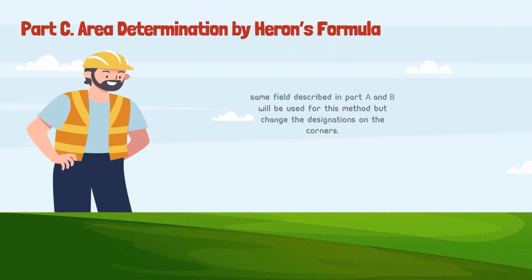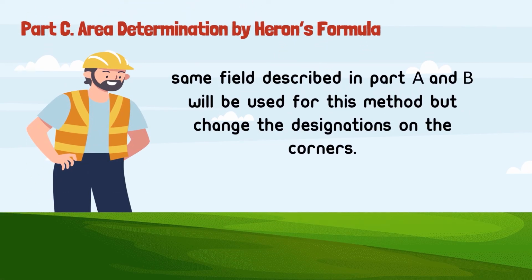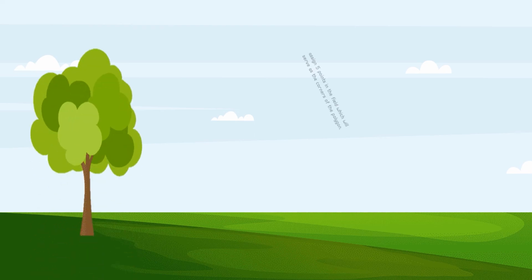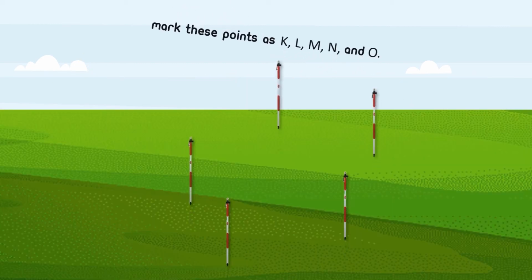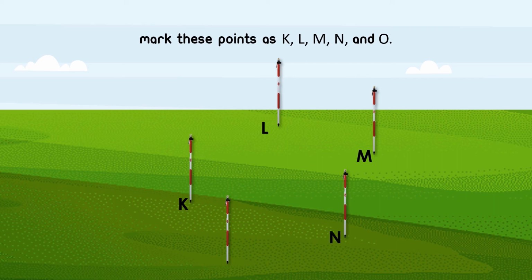Lastly, we have the part C, which is area determination by Heron's formula. First, same field described in part A and B will be used for this method, but change the designations on the corners. Second, assign 5 points in the field which will serve as the corners of the polygon. Next, mark these points as K, L, M, N, and O.